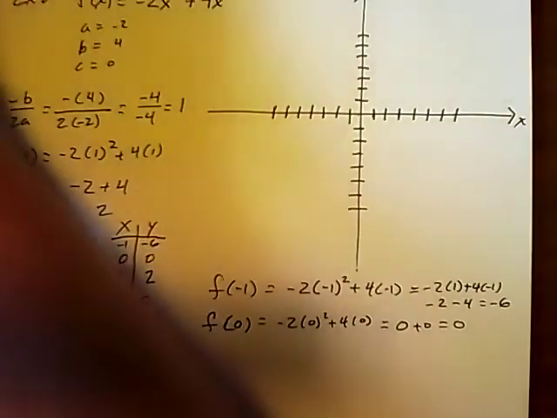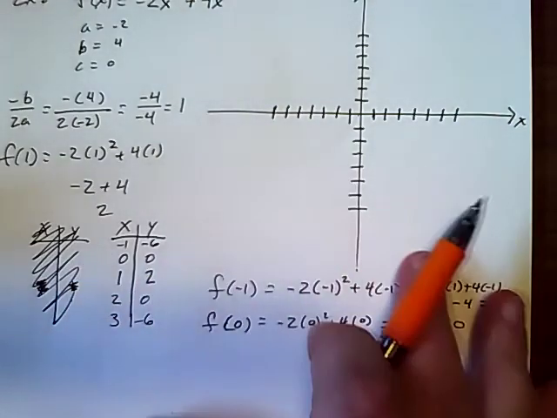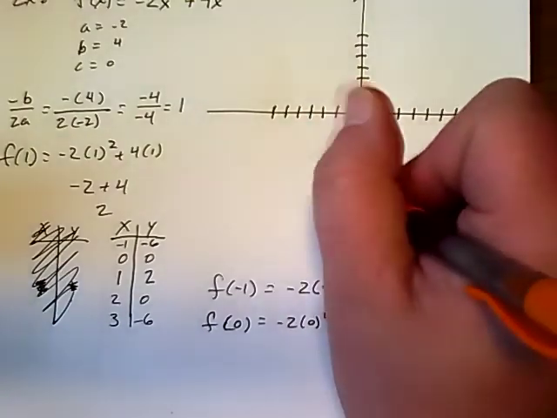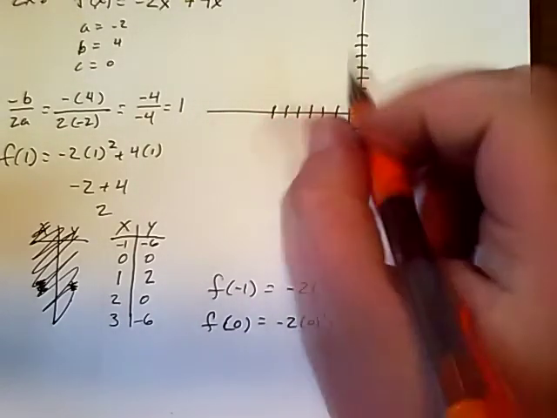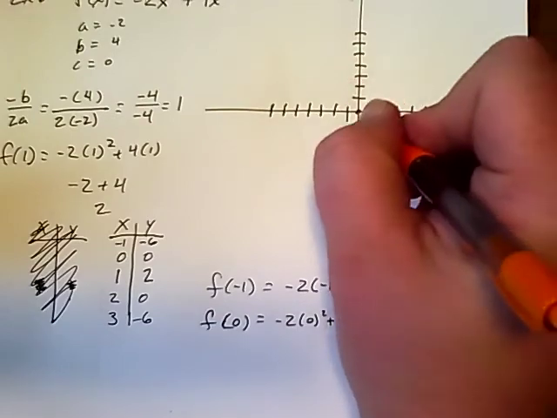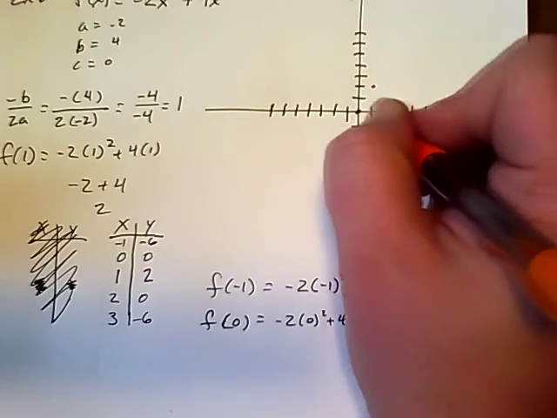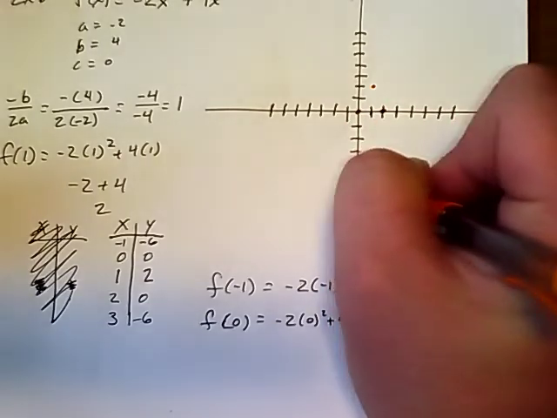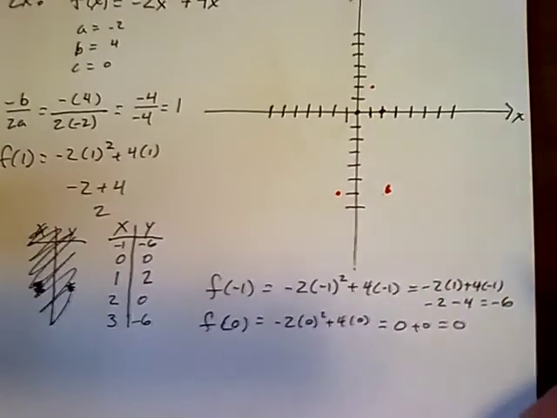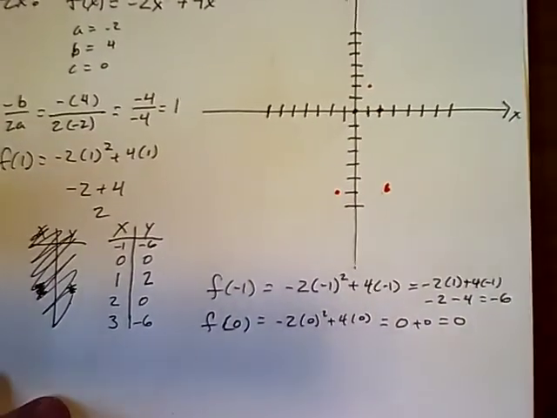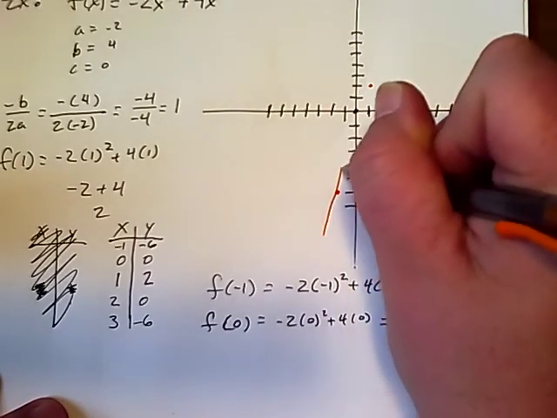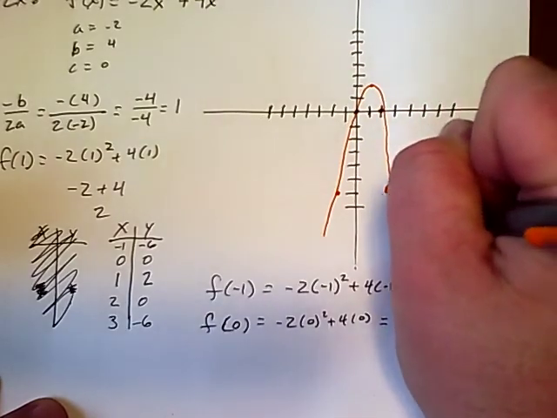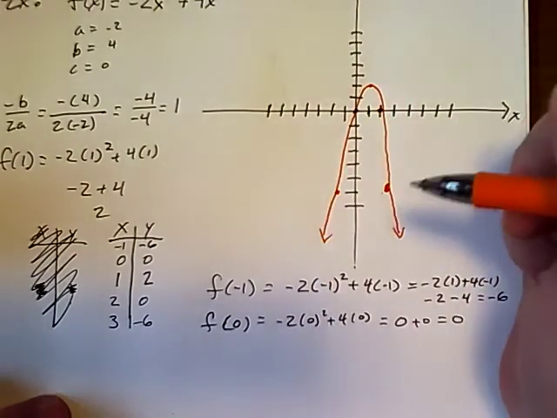Now I need to plot my points and draw my graph. All right, so negative 1, negative 6. Negative 1, 1, 2, 3, 4, 5, 6 we get right here. 0, 0. 1, 2. 2, 0. 3. Well, that was a little bit off there. 3, negative 6. And now we can see our graph take shape. There we go.